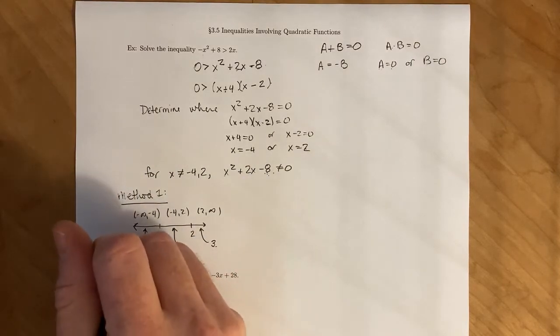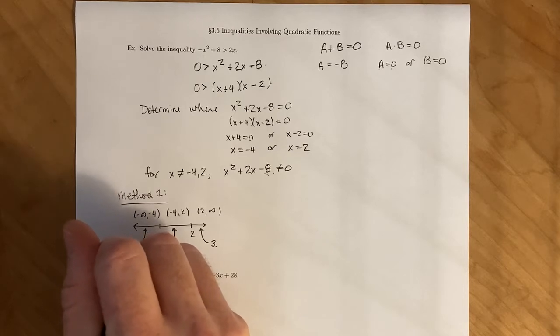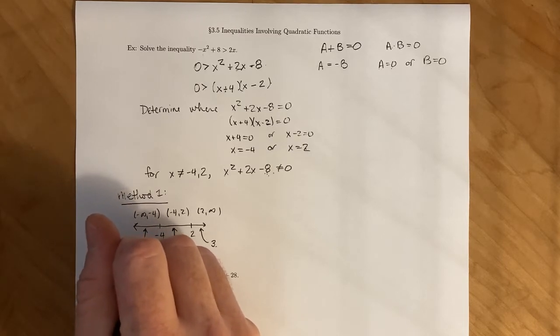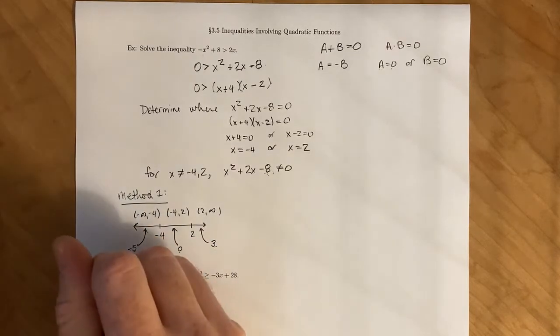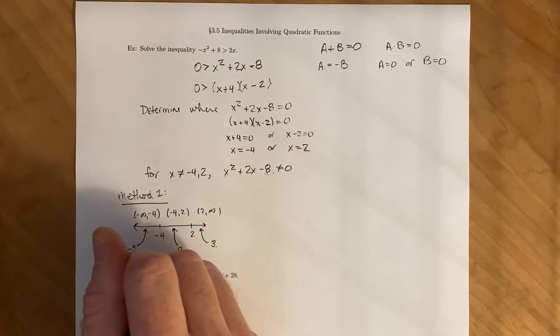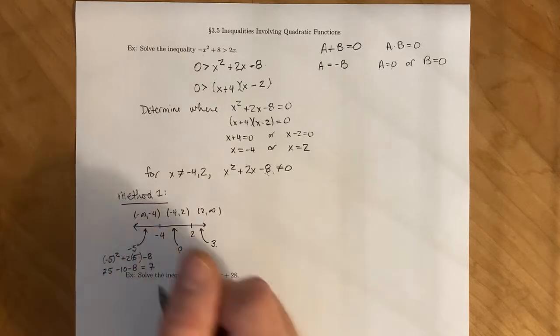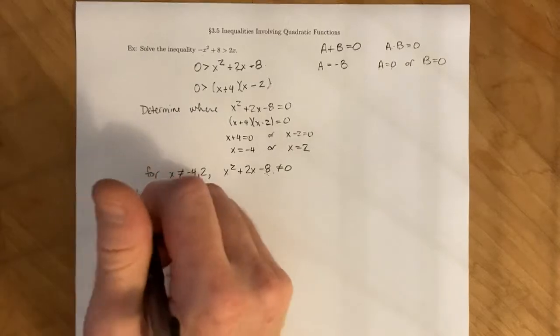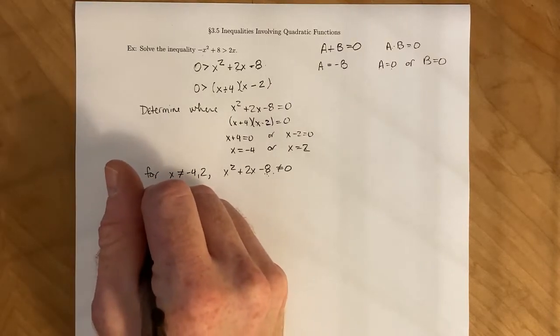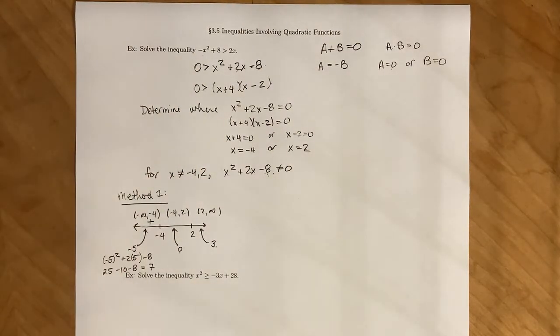So we have -5 squared plus 2 times -5 minus 8, which gives us 25 minus 10 minus 8 for a grand total of +7. I don't care that it's 7, all I care about is it's positive here, so I'm going to keep track of that with a positive sign.